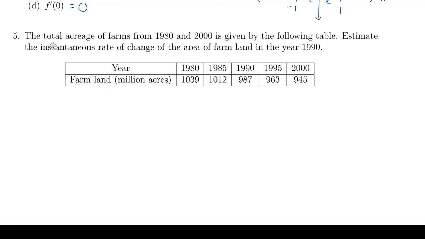So since we want to estimate the instantaneous rate of change at 1990, the smallest interval we can choose is 5 years away. So we could choose 1985 to 1990 or 1990 to 1995. So neither one is better because both are estimates that have the smallest interval possible. So choose whichever interval you like the best and then estimate the instantaneous rate of change using that average rate of change calculation.